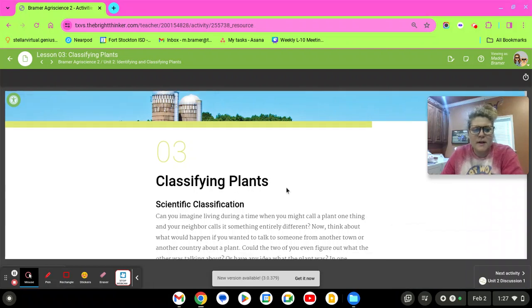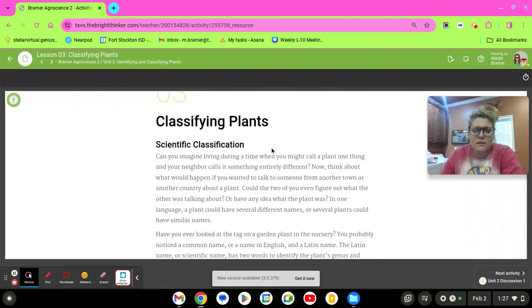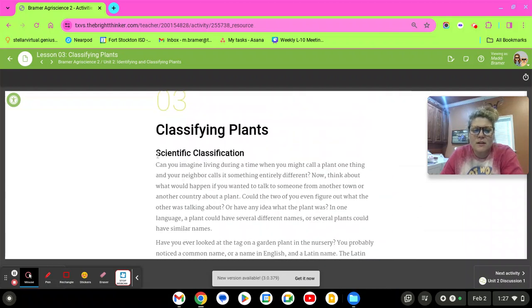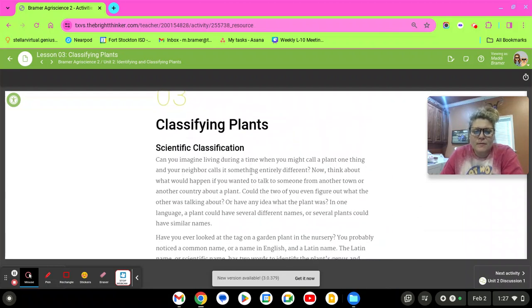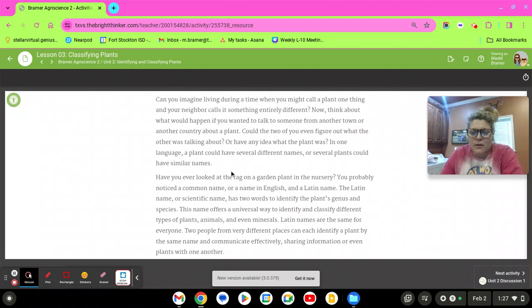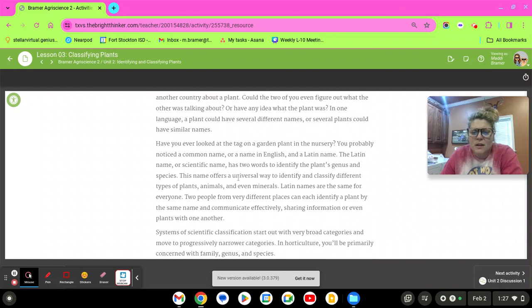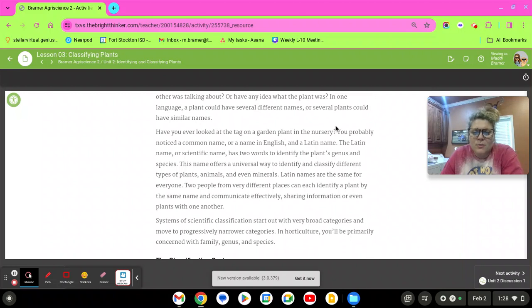All right, let's look at classifying plants. Plants have different classes that they go into, and we kind of touched on it. They are ever changing. But the scientific names that you see, there's typically going to be two names. You probably noticed a common name, a name in English, and then a Latin name. The Latin name, which is the scientific name, has two words that identify the plant's genus and species.